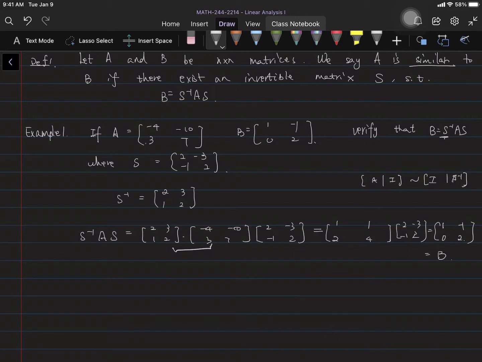Okay, so there exists such an S that makes A and B similar, or makes B equal S inverse AS.